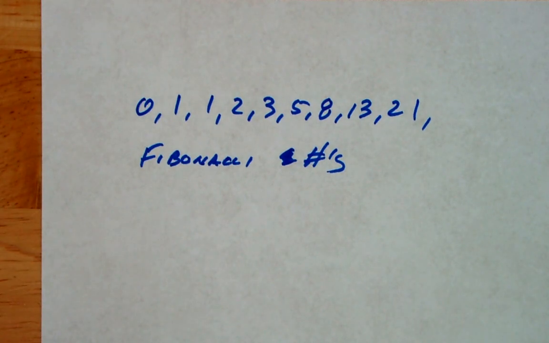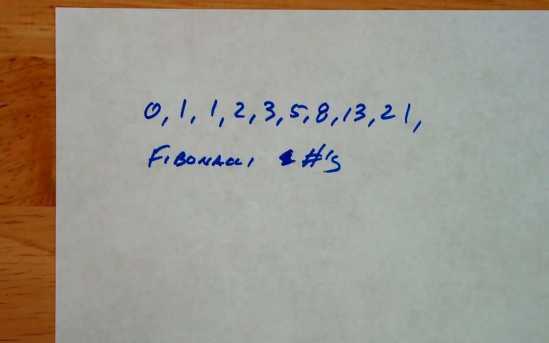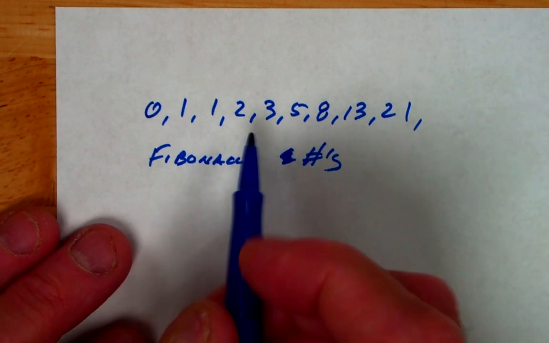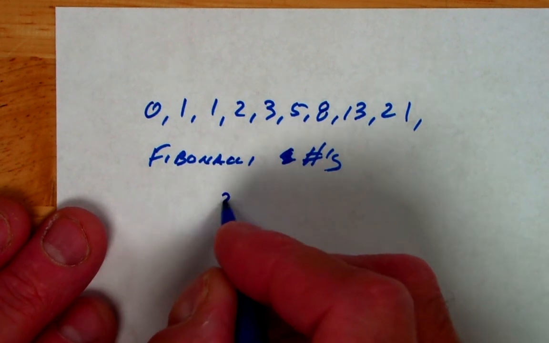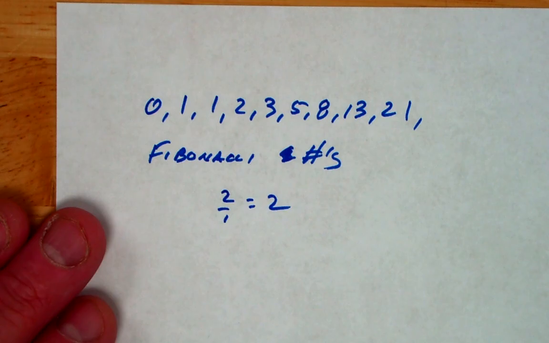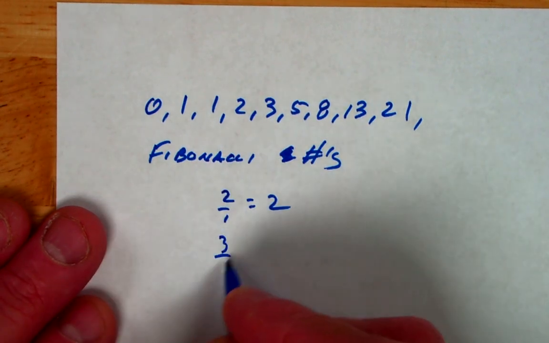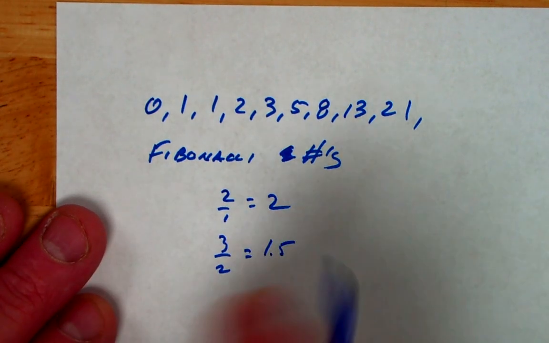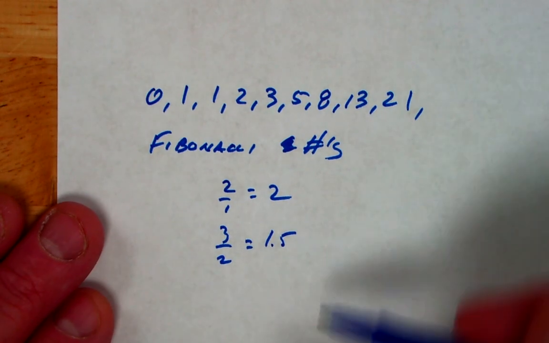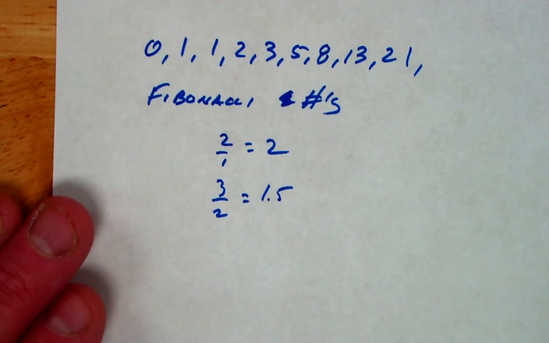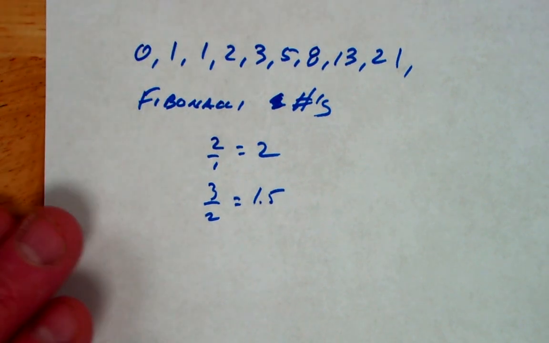Here's what I want you to realize, and I want to investigate something. I want to investigate the quotient of any two consecutive numbers in the Fibonacci sequence. Okay? So, for example, if I take 2 divided by 1, I get 2. If I take the next one, 3 divided by 2, I get 1.5. I want you to keep doing that for a while and see if you see a pattern. Go for it.